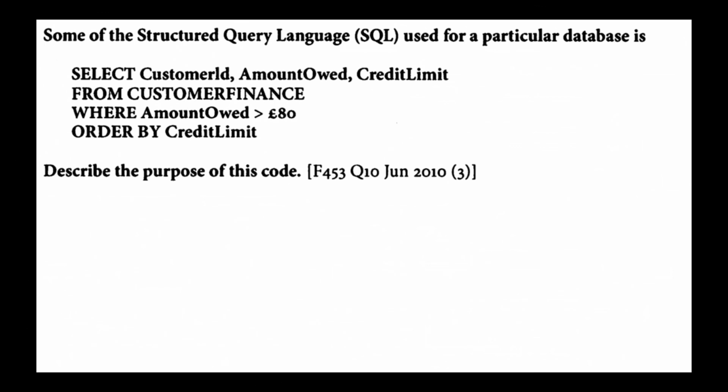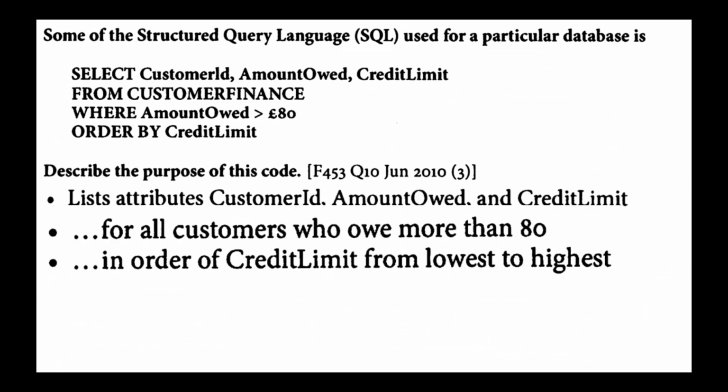Describe the purpose of this code. So this will be when you're explaining it. So it selects the data, it lists the attributes customer ID, amount owed, and credit limit for all customers who owe more than £80, and it's ordered by the credit limit. And you see where it says from lowest to highest. I'm not really sure why that is actually an answer. It's because it doesn't actually say that it is in ascending order or that it is in descending order. So you could say that if you want, but just to be safe.